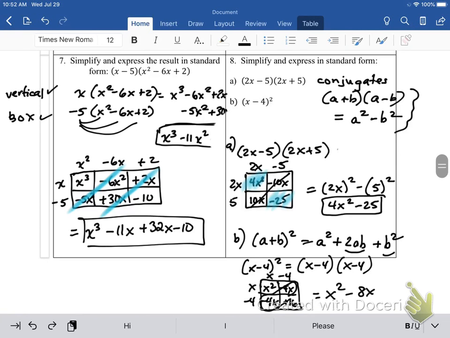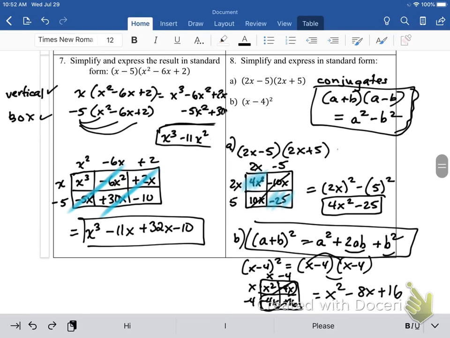minus 8x plus 16. Okay, so it's almost like I'm looking at this and going, oh, x times x, that's x squared. I know if I multiply these, I get 4x. Let me put 2 of them, minus 8x, and then I'll square the last one, which is just 16. Okay, so if you memorize these patterns here, you'll save yourself a lot of time in the future.